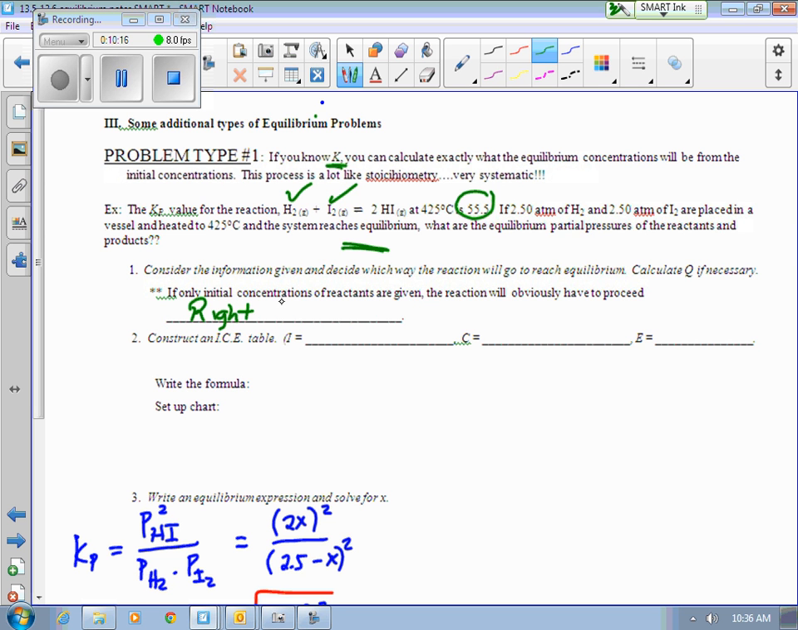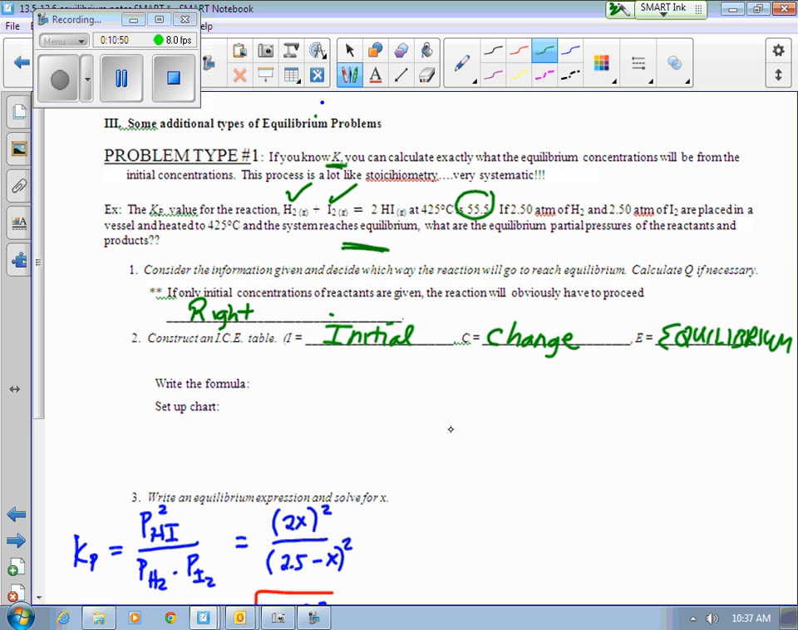Now to organize our thoughts, we're going to construct what's called an ice table. Now this is where you can kick in the Vanilla Ice, Ice, Baby. Sorry if that's a little off cue. Okay, so ice table. I stands for initial. By the way, you guys are going to do at least a bazillion ice tables before the end of second trimester. So I stands for initial, C stands for change, and E, of course, stands for equilibrium.